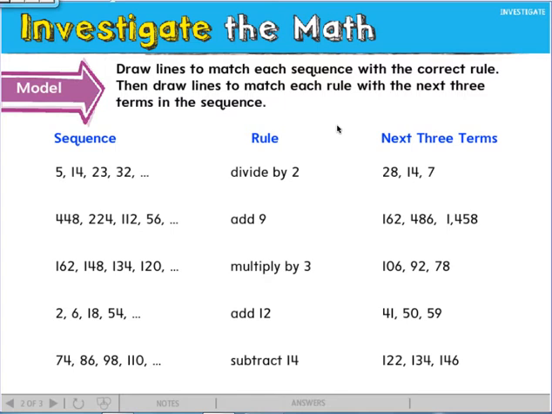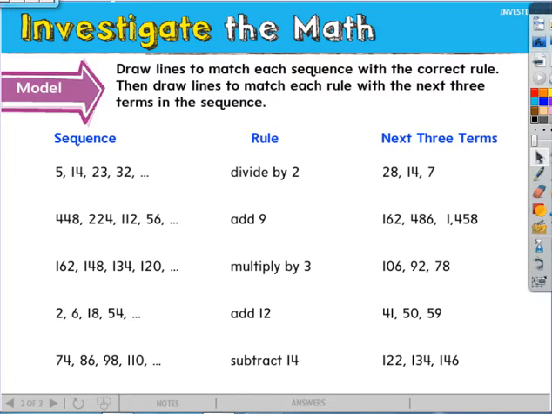They're not in the right order. No, they're not in the right order. So what we need to do is determine which one of the rules goes with each one of our sequences. So let's look at 5, 14, 23, 32. What are we doing with 5, 14, 23, and 32? What is our rule? Yes, sir.